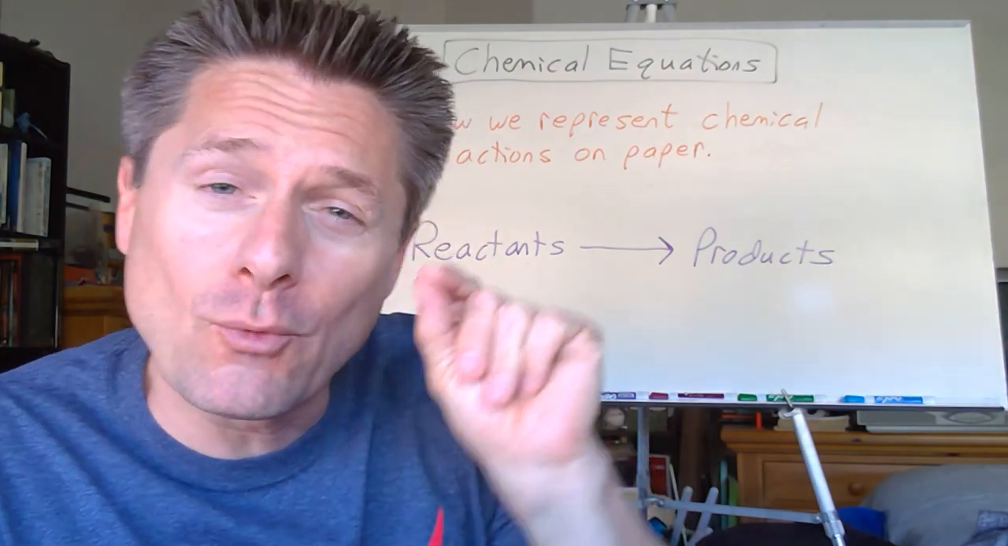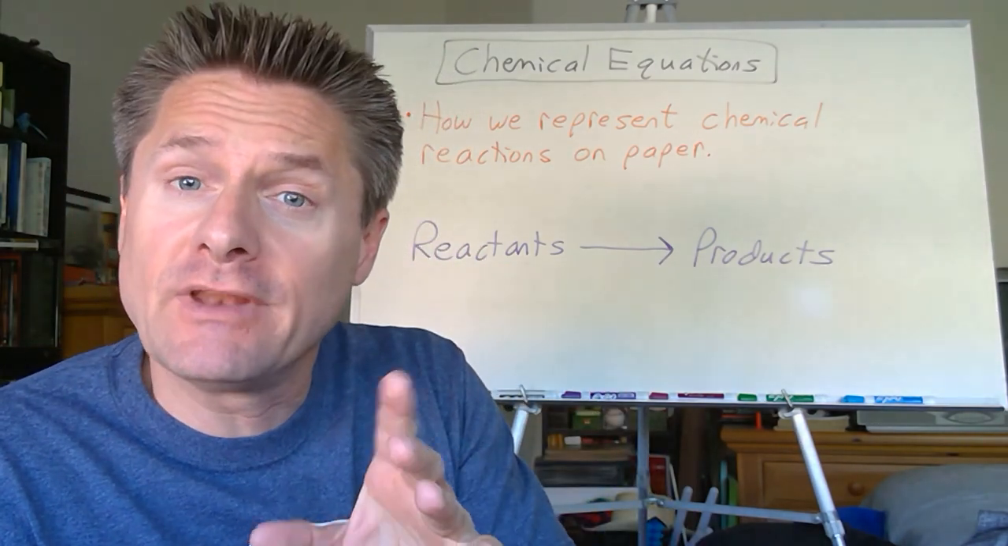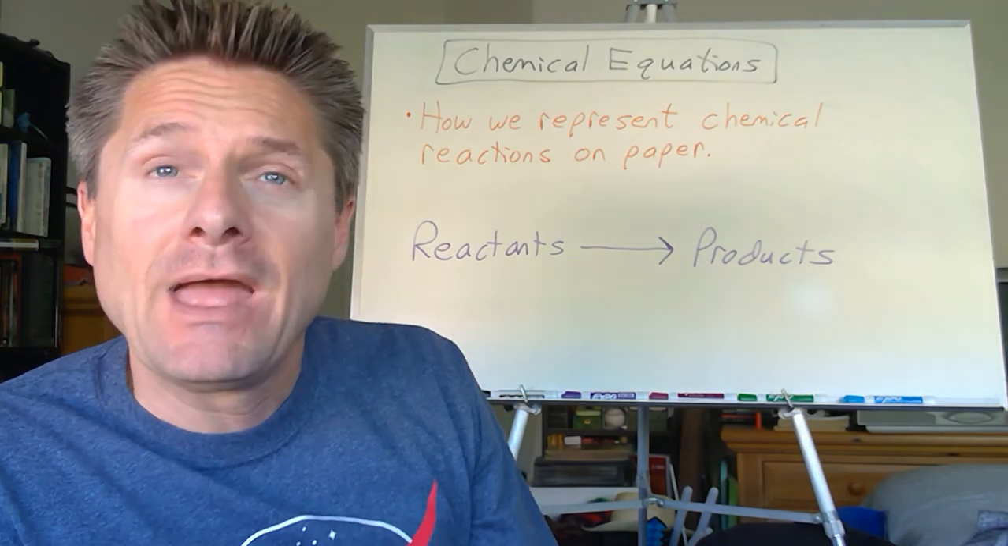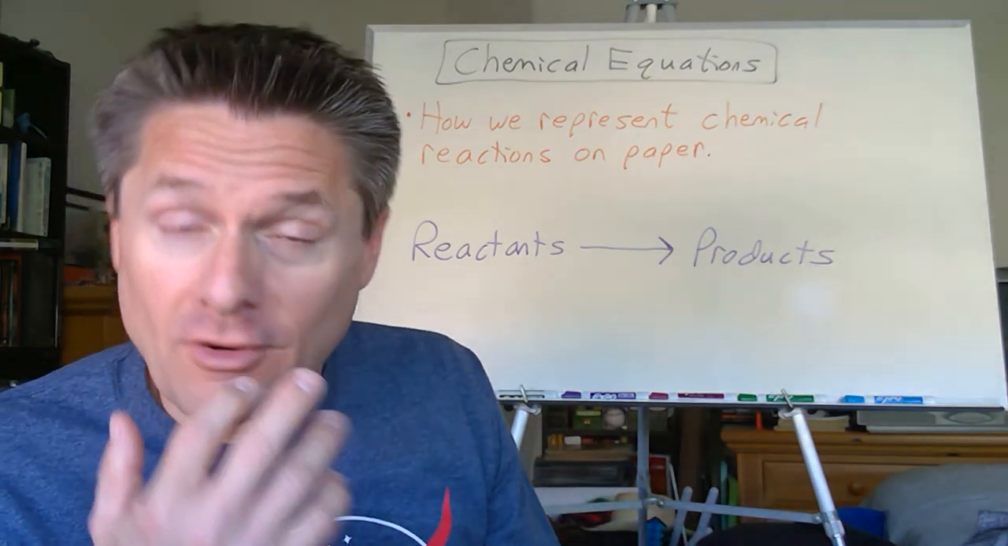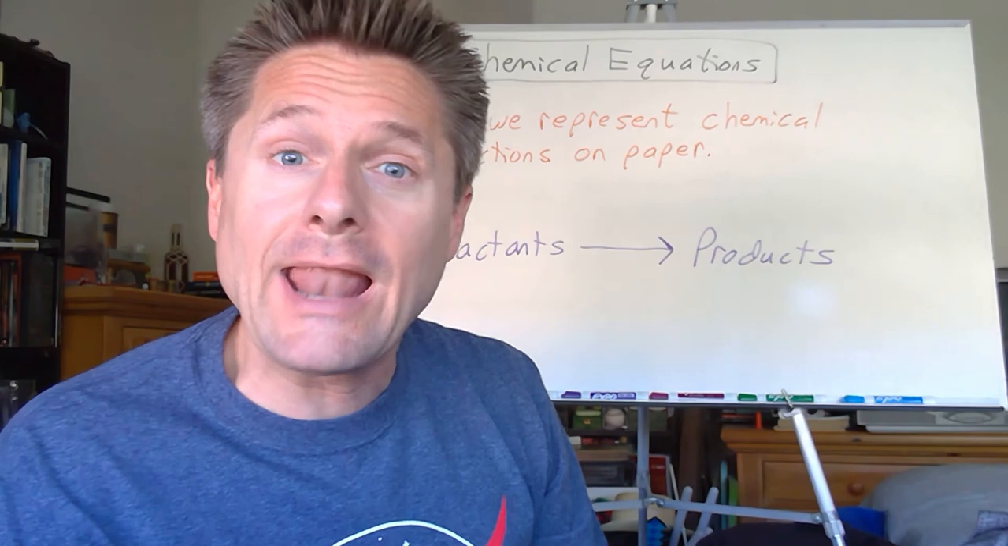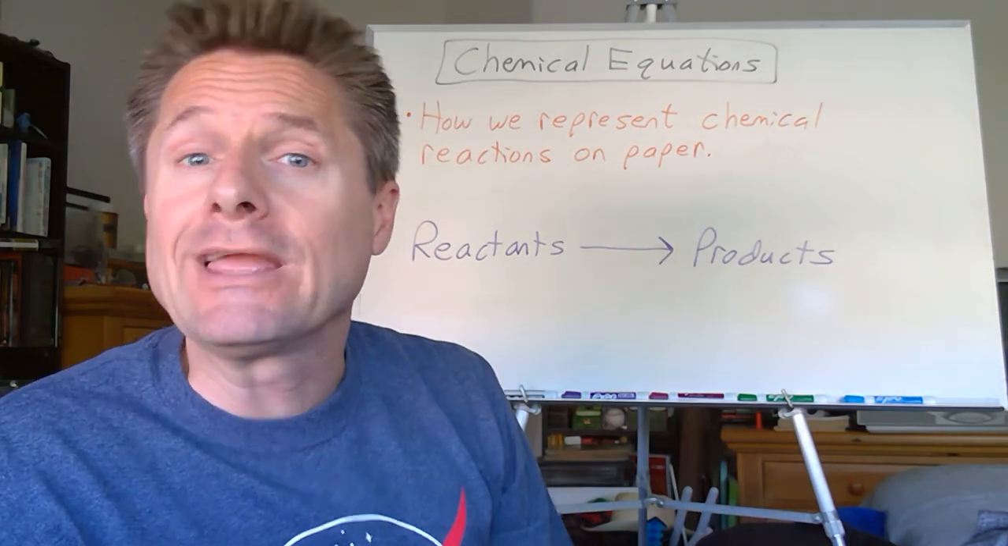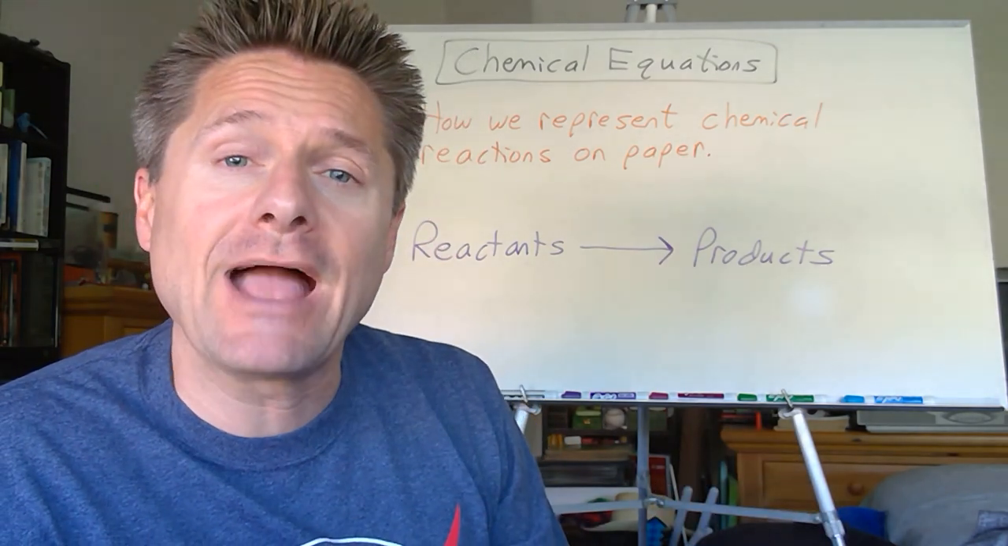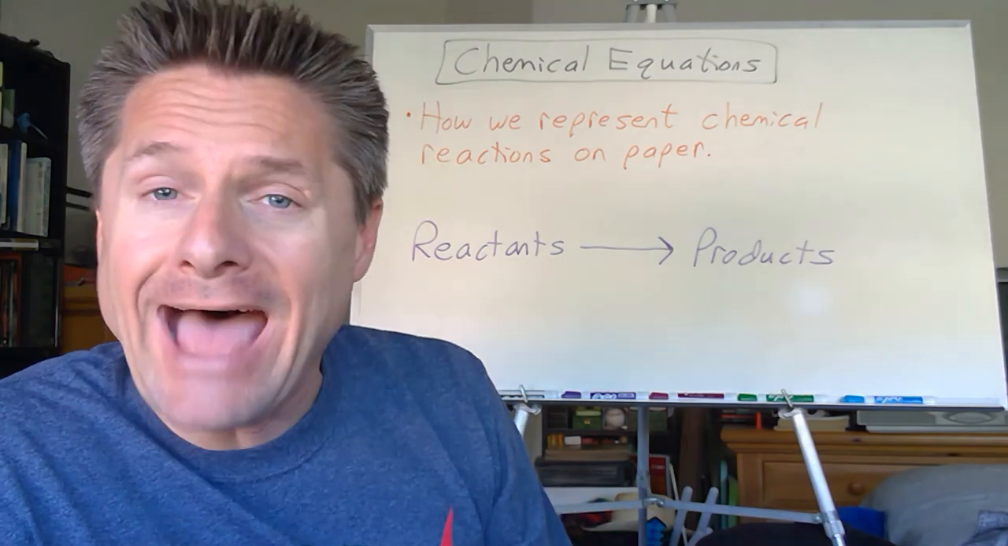So we looked at chemical reactions in the first video and signs of those in lab. Very commonly, what we're going to do for a lot of experiments is run it in the laboratory. What do we observe? What do we conclude? Oh, we conclude there's a chemical reaction. Well, how do we represent that?